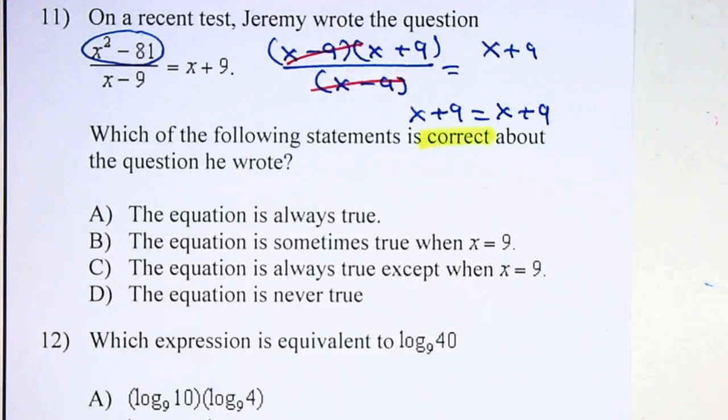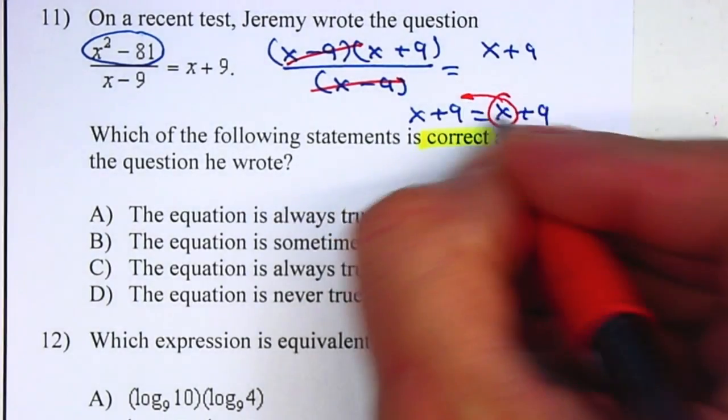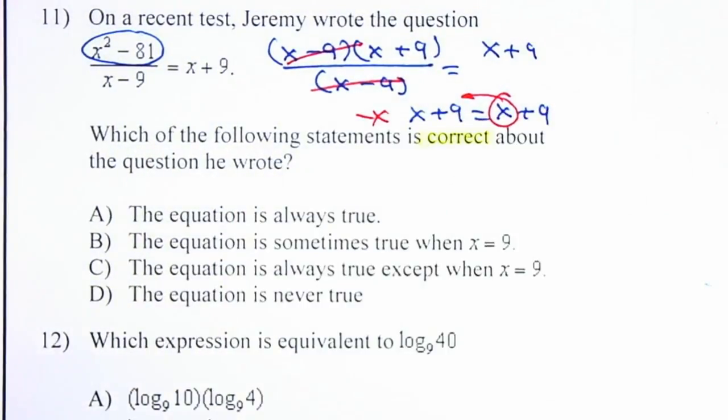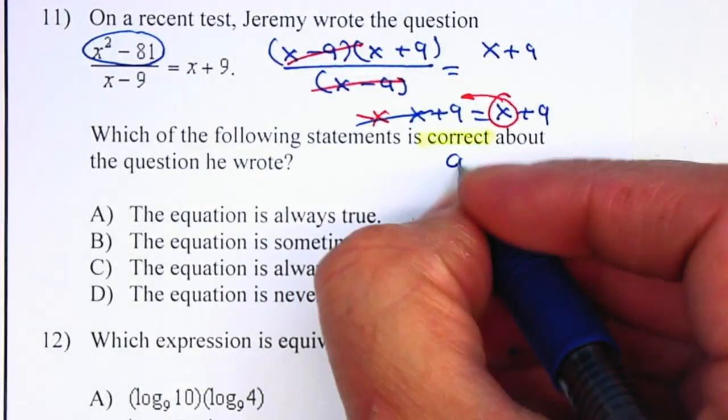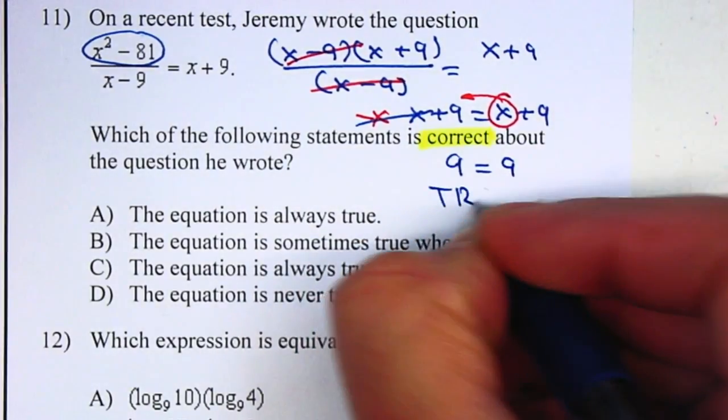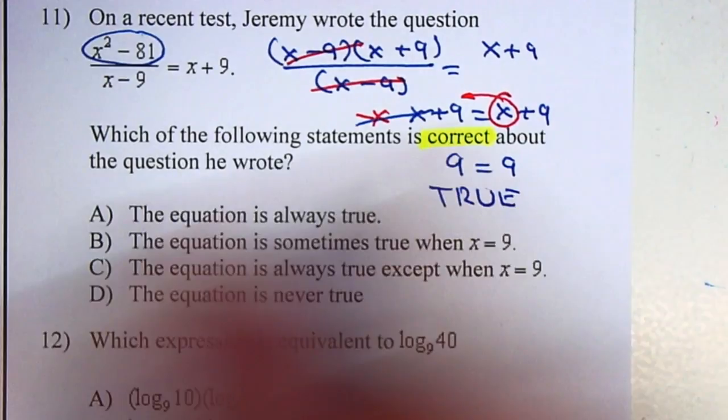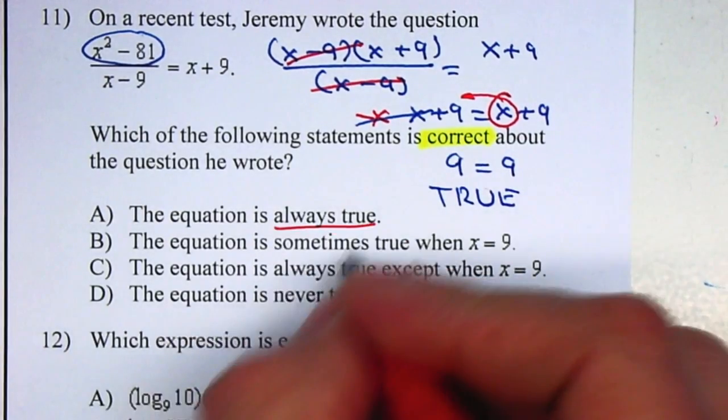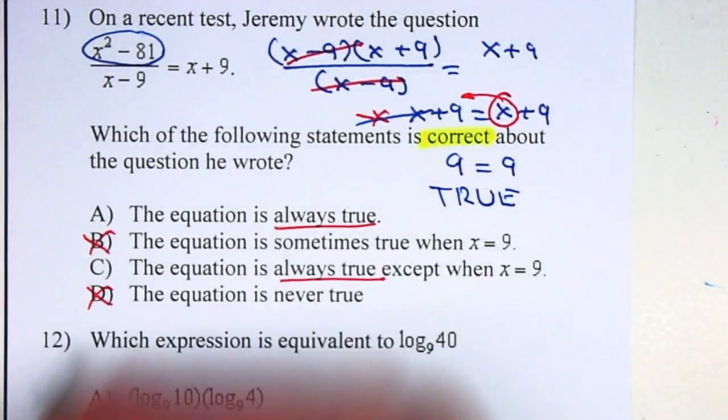We want to be able to leave an x by itself. I'm going to move my x to the left or subtract x on both sides. That will cancel both x's. So 9 is equal to 9. That is true. That means that we have many solutions, but it's always true. So it's not B or D.